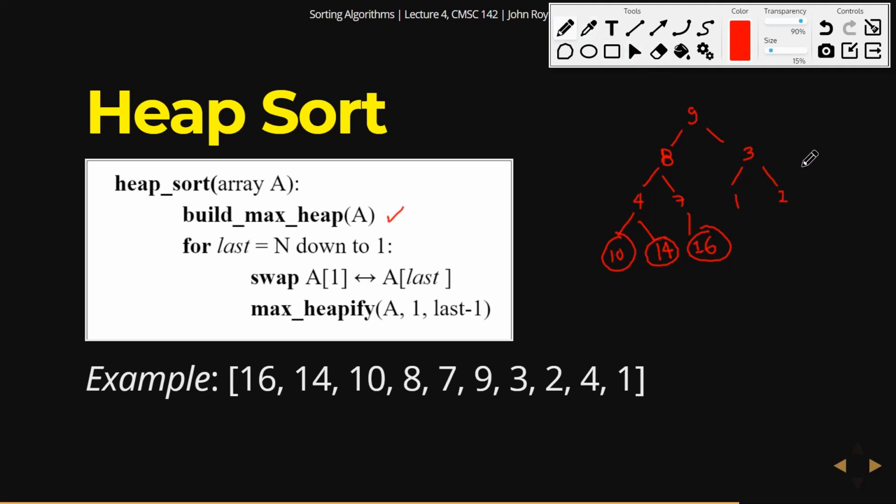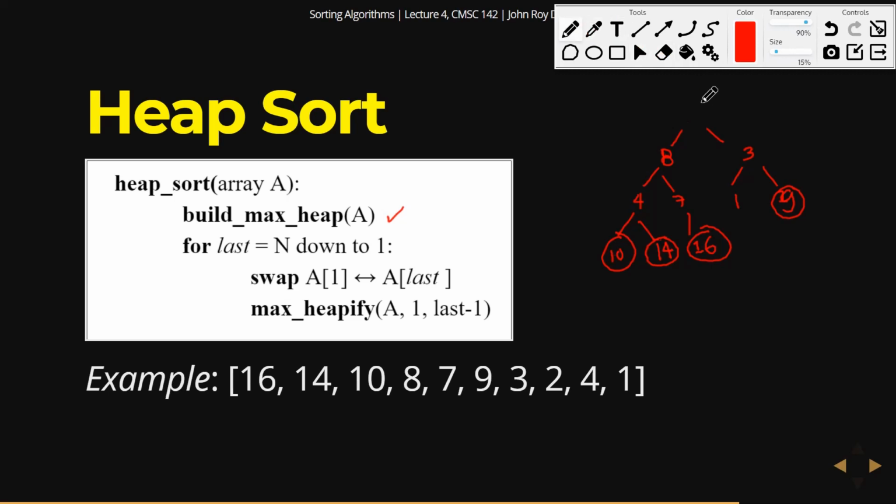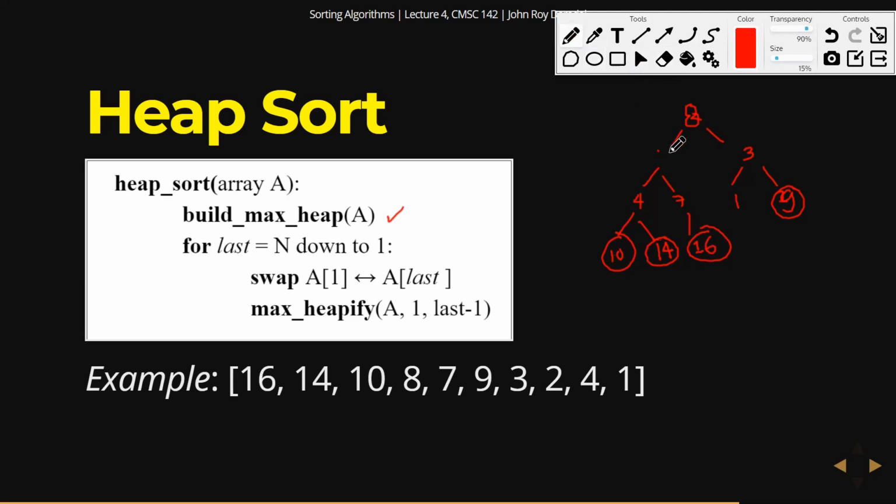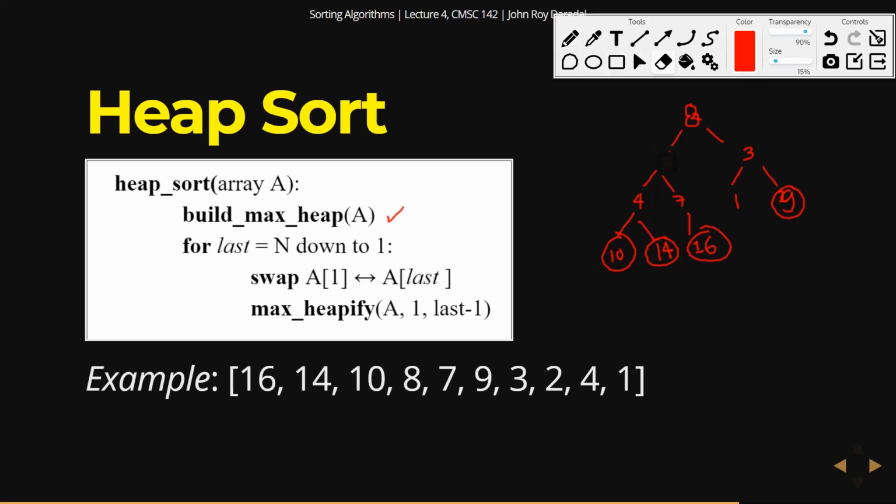Okay. After that, 9 would be swapped with 2. 9 is done. And then this one will have 2 here, but then it will be swapped out with 8, because 8 is the biggest one out of the 3. And then this one will become 2. 2, 4, 7. So 7 will win out, and 2 goes here.